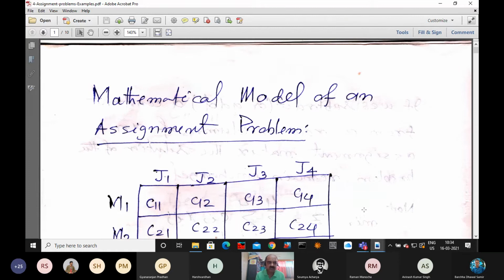Are you able to see the slide? Hello, mathematical model of an assignment problem. Yes, sir, able to see.